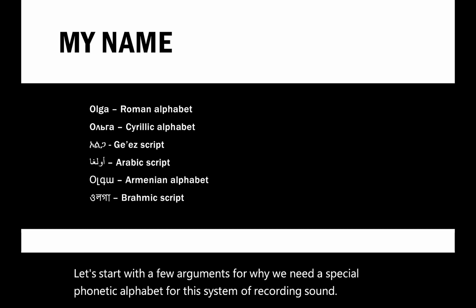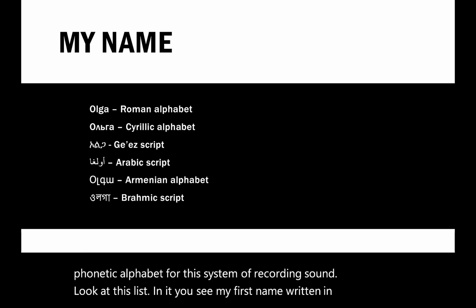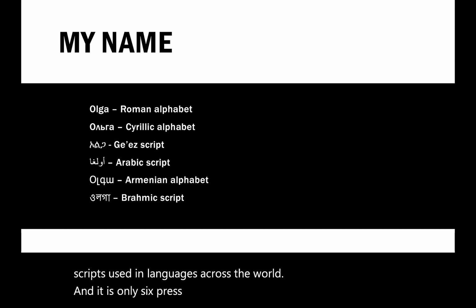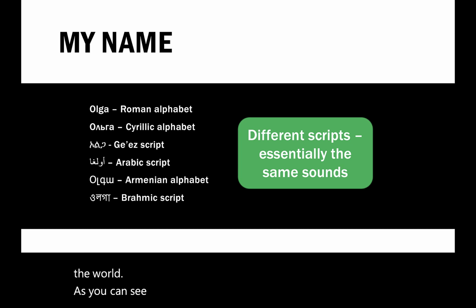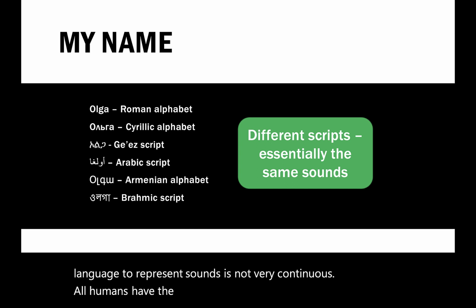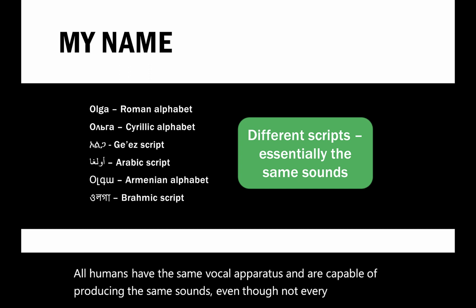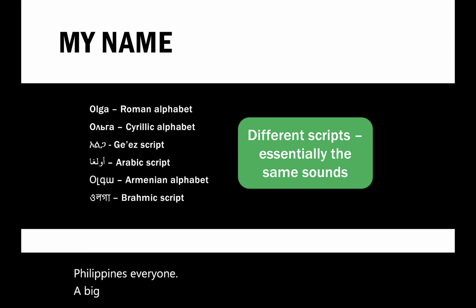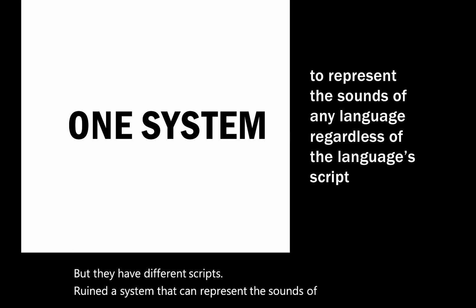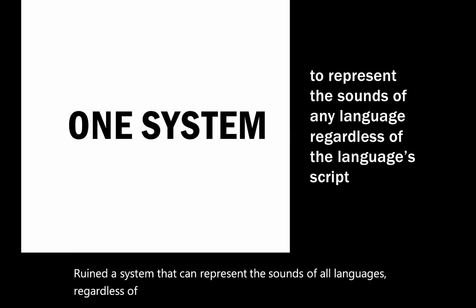Look at this list. In it, you see my first name written in 6 different scripts used in languages across the world. And it is only 6 scripts out of nearly 300 writing systems used in the world. As you can see, using an actual writing system of a specific language to represent sounds is not very convenient. All humans have the same vocal apparatus and are capable of producing the same sounds, even though not every language contains every sound, of course, but they have different scripts. We need a system that can represent the sounds of all languages, regardless of which writing system they use.